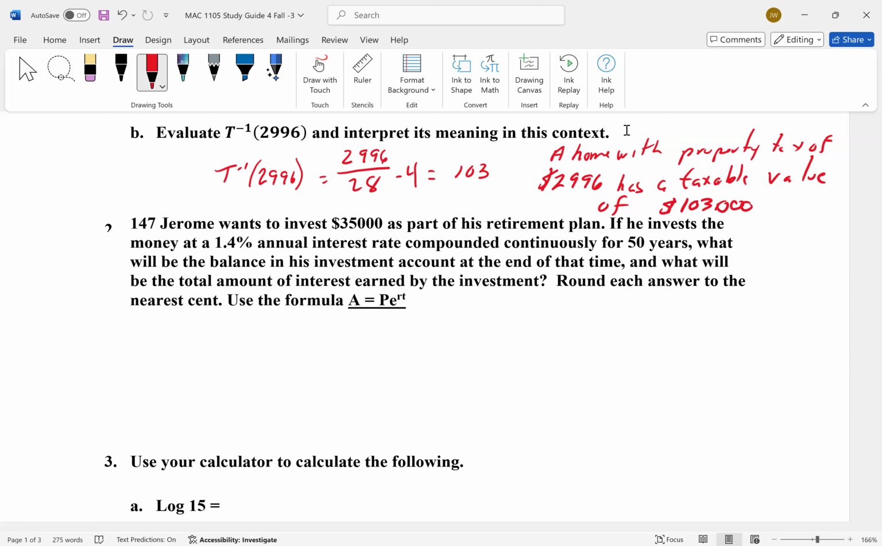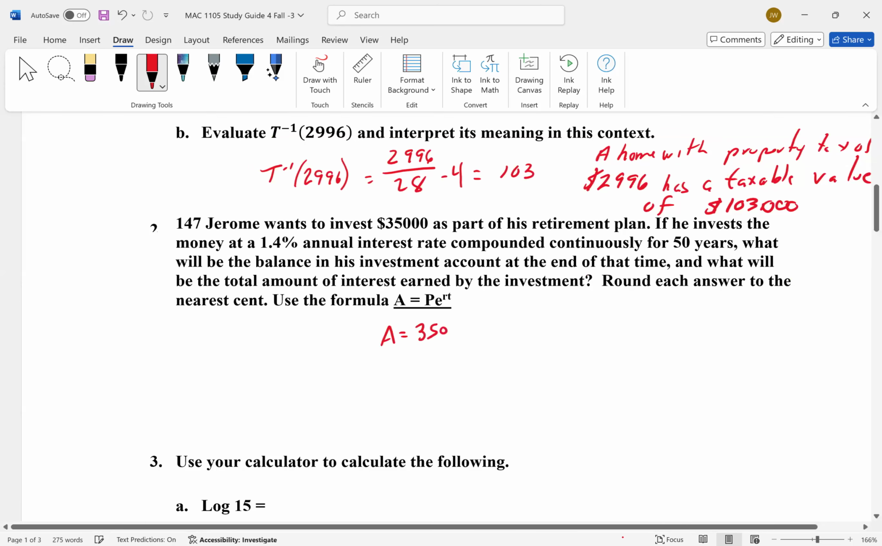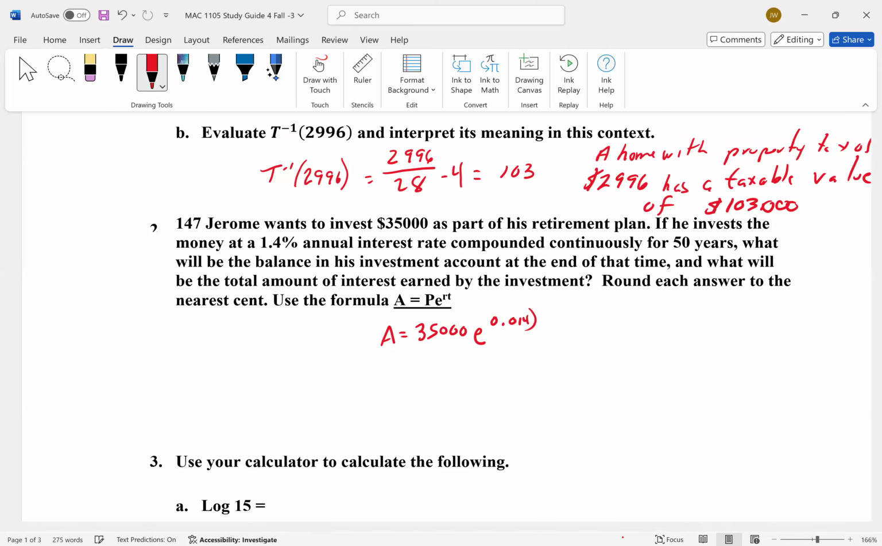And here I've given you the formula, A equals P times e to the rt. So plugging this in, I have A equals 35,000 times e to the 0.014 times 50, which is 35,000 times e to the 0.7, which comes out to be $70,481.34.